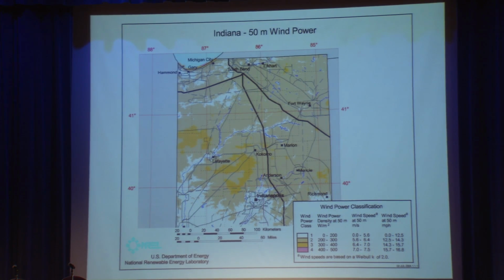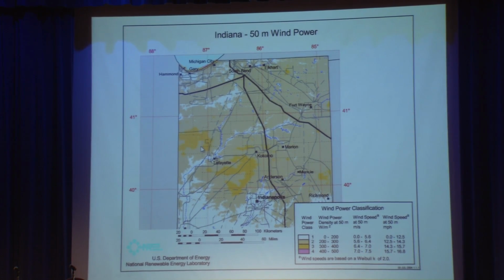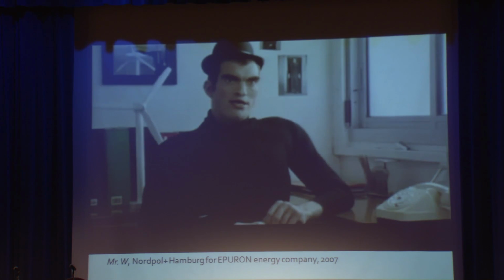We see just northwest of us the Benton County wind farm that hopefully many of you have already visited. It's quite impressive to go there. But there are obviously also other ways that we can talk about wind power, visualize wind power. And I just wanted to show this, I find quite interesting example of the advertisement that the North Pole and Hamburg agency created for Epuron, which is a German energy company, in 2007, called Mr. W.